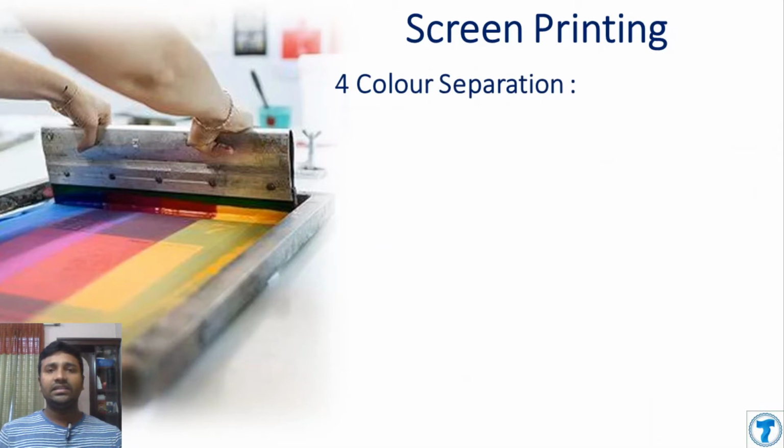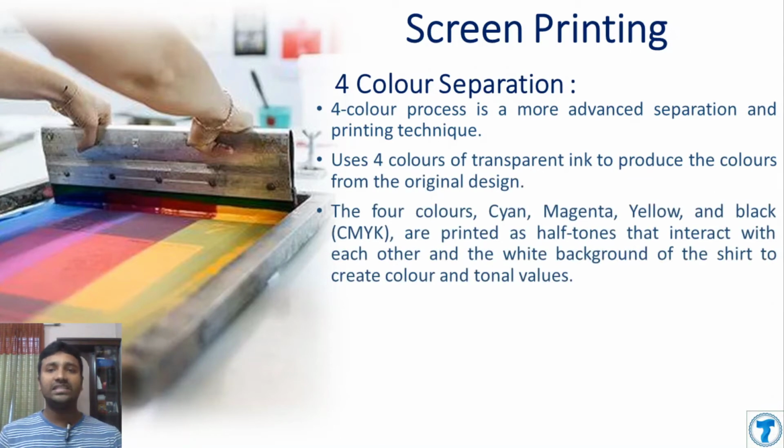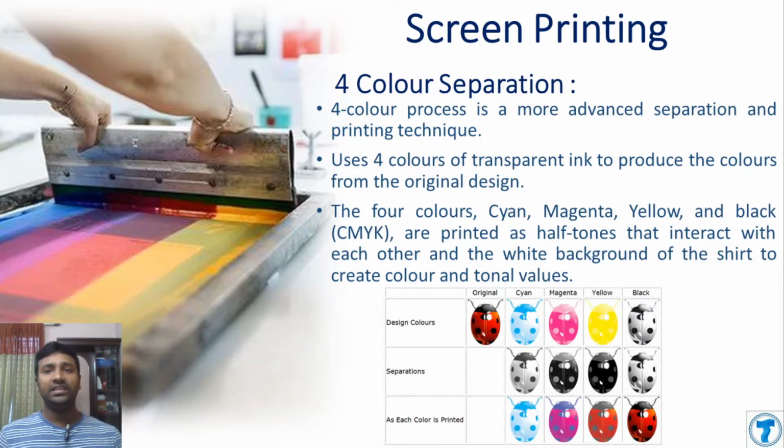Let's discuss the latest color separation method, that is the 4 color separation method in screen printing. This color separation is done in the computer, and when we print these 4 colors with a halftone, each color interacts with the others, and finally we get the final picture. For example, if we see the below picture, if we want to print the ladybird, we can segregate all the colors through computer software.